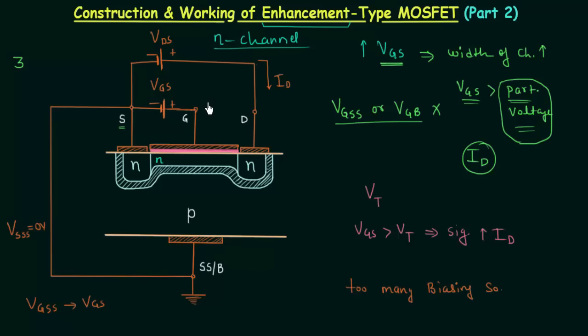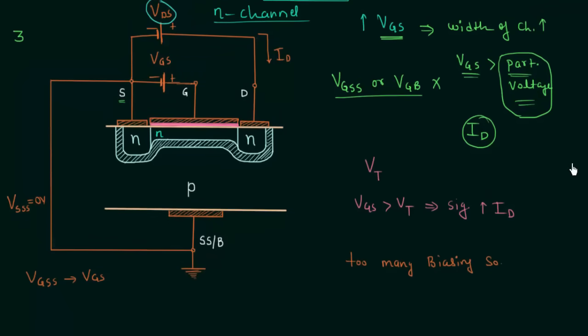Now let's try to find out voltage VGD. We want to find out effect of voltage VDS, this voltage here, on the depletion layer. I will repeat this again. We want to find out effect of voltage VDS on the depletion layer, and because of this purpose we need to find out voltage VGD. So let's use Kirchhoff's voltage law to find out voltage VGD.